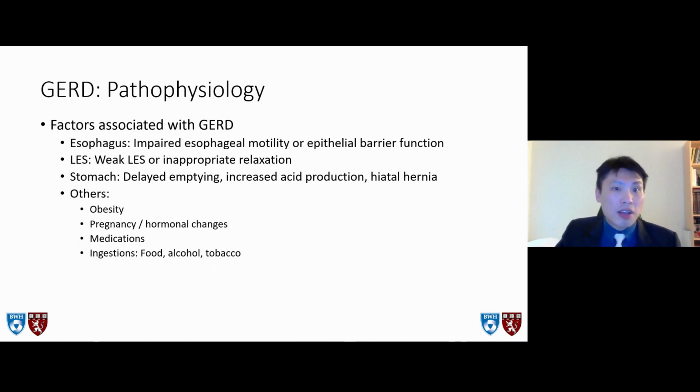If you have a weak lower esophageal sphincter or inappropriate relaxation of the lower esophageal sphincter, even when you're not eating, then you can get a lot of reflux. With the stomach, delayed emptying or increase in acid exposure, acid production, or even a hiatal hernia can lead to more reflux as well.